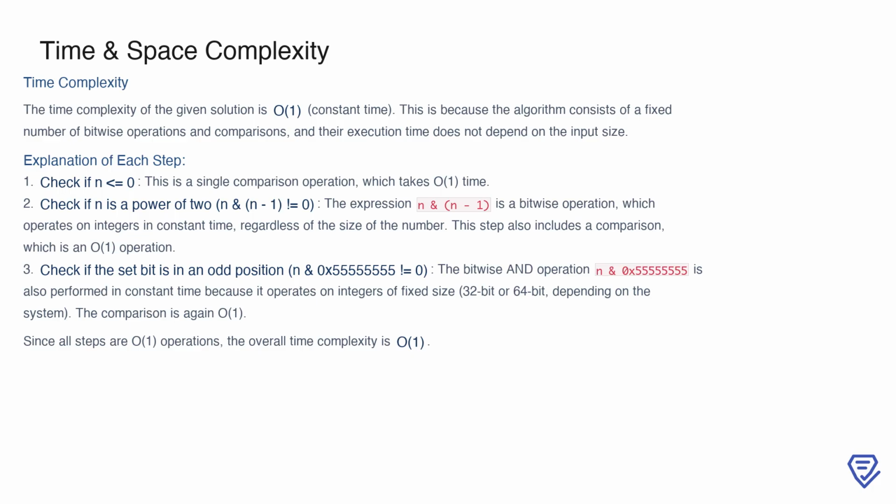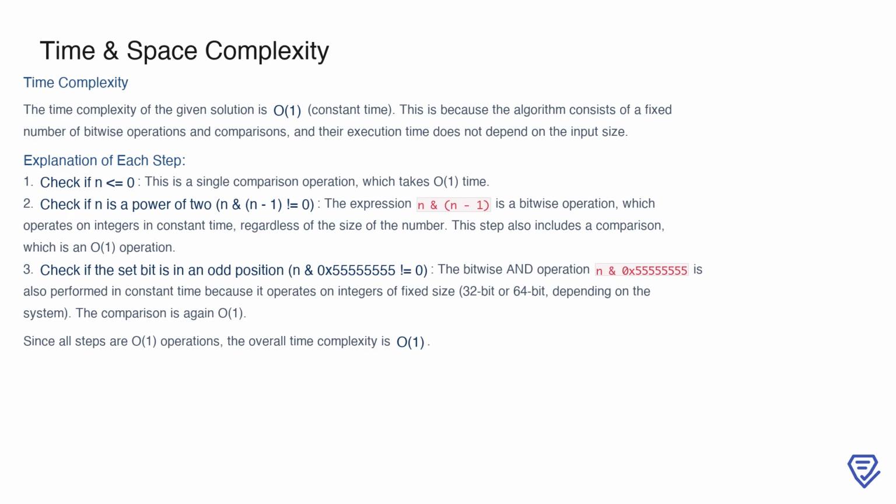The time complexity of this solution is O(1), meaning it operates in constant time. This is because the algorithm involves a predefined number of operations, such as bitwise operations and comparisons, all of which execute in constant time regardless of the input size. First, we check if the input n is less than or equal to 0. This is a single comparison operation, which takes constant time.